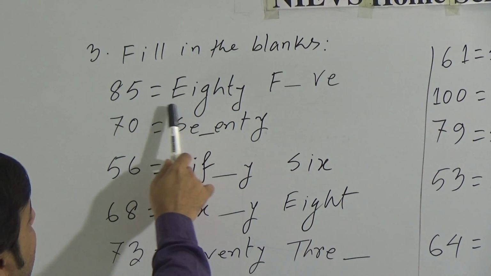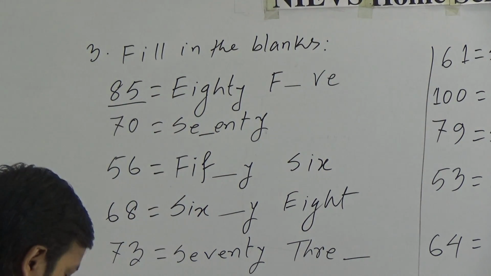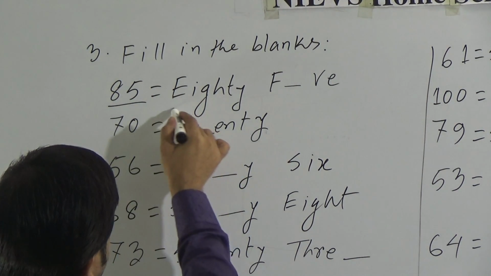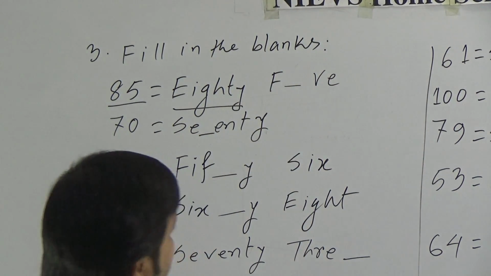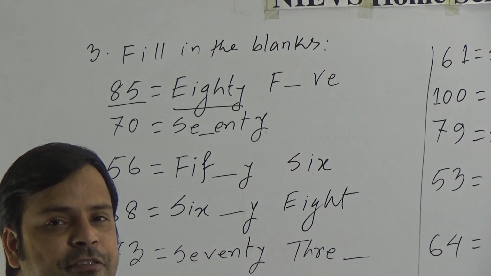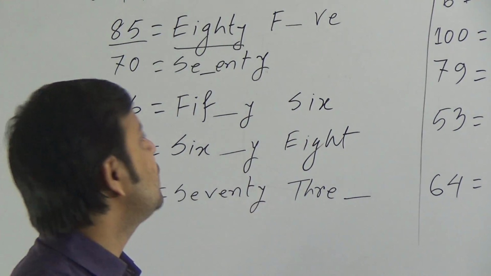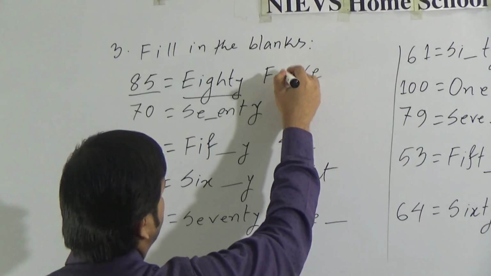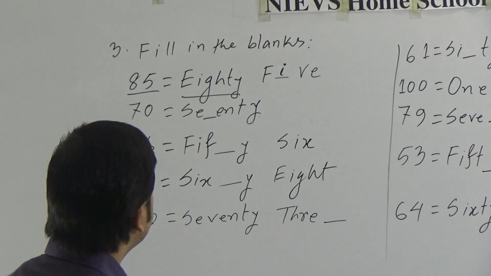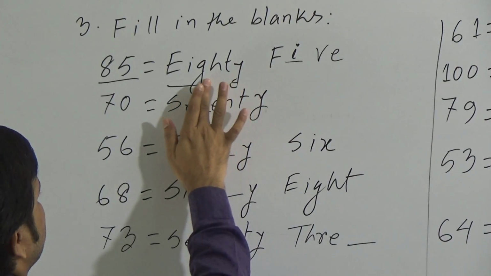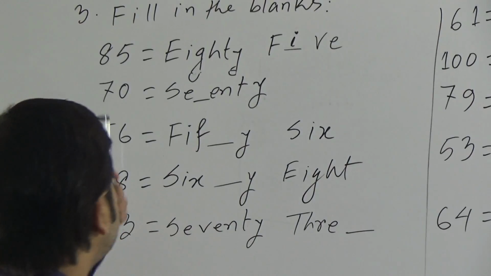Okay dear students, now see here our first number is 85. We need to see what we need. 80 is written here. We need 5. To write 5, you know the spelling of 5: F-I-V-E. So after F we have to write I. In the first blank we have to write I. This means F-I-V-E, 5, 85.